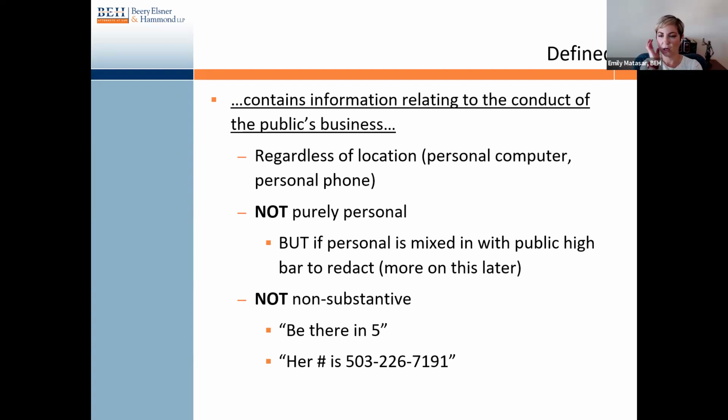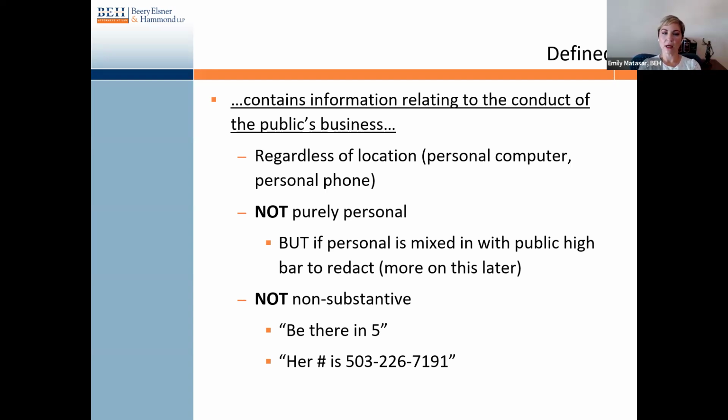Before I move on to non-substantive, I do want to note, and this is a common misconception, and you'll hear me say a few of these throughout this presentation: if you have public records on your personal device, let's say you work on something from your home computer for work, and that file stays there, it does not open everything else on your personal device to public records requests. It still must contain information relating to the conduct of the public's business in order to qualify.